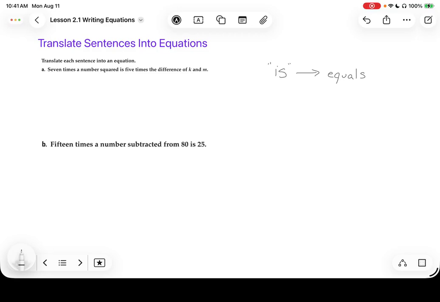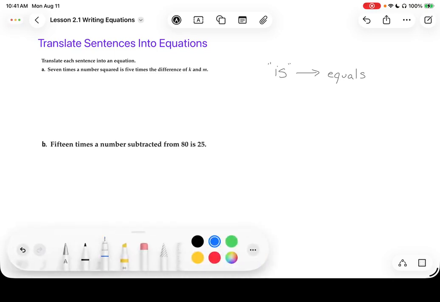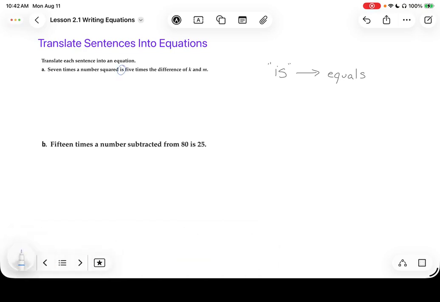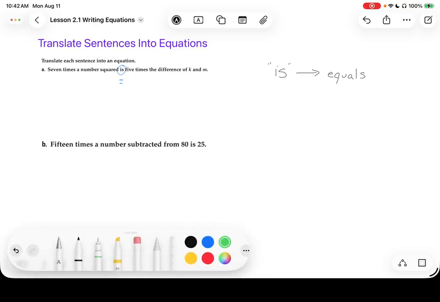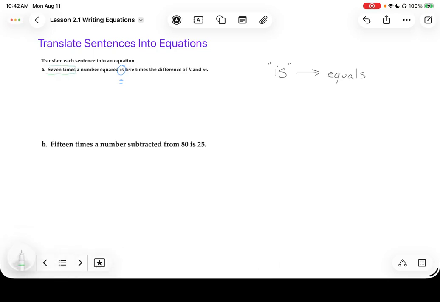It says 7 times a number squared is 5 times the difference of k and m. Hopefully that word is jumps right out at you, right there in the middle. The word is, that's where our equal sign is going to go. So we're going to have some stuff on the left side of the equal sign and some stuff on the right. Let's look at the left side first. It starts off with 7 times, so we're going to do 7 multiplied by.